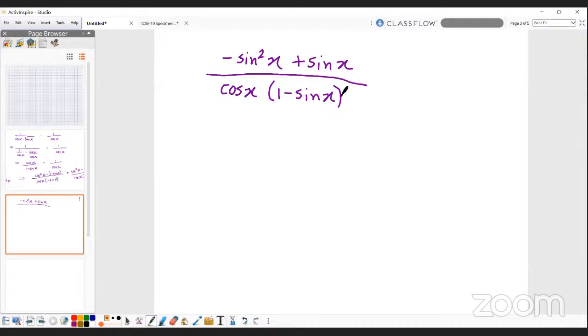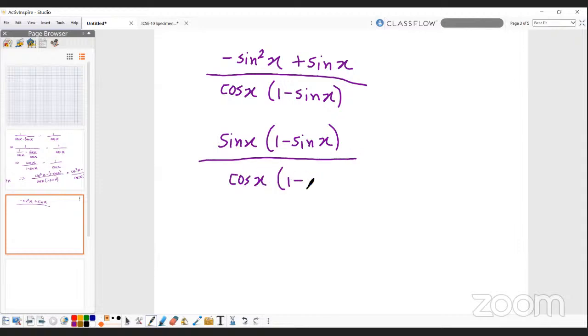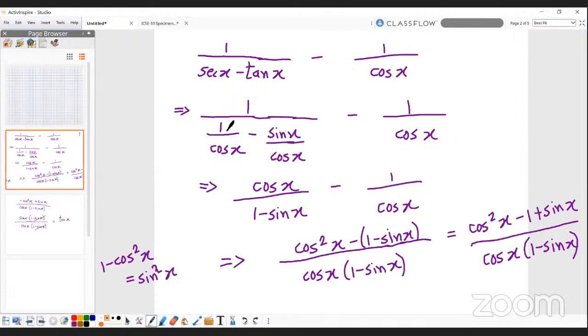Then in the numerator you can take sin x common. So sin x into 1 minus sin x divided by cos x into 1 minus sin x. So both the 1 minus sin x cancel each other. Sin upon cos will give you tan x. So after so much simplification, you got your left hand side as simply tan x. This was the left hand side.